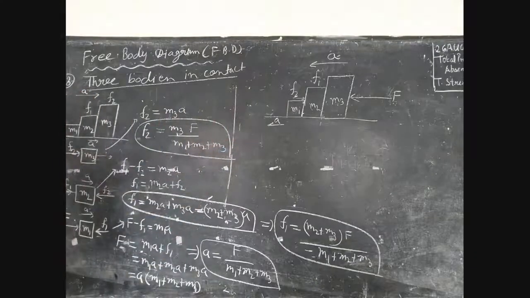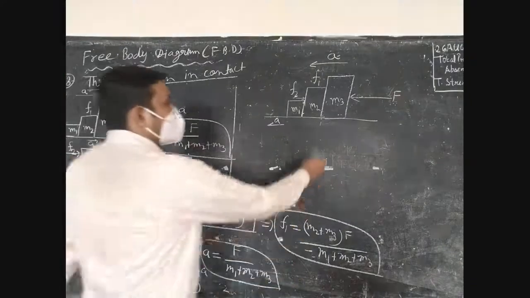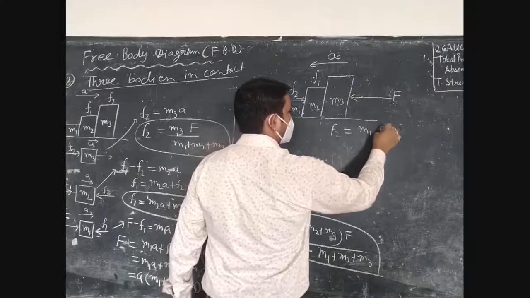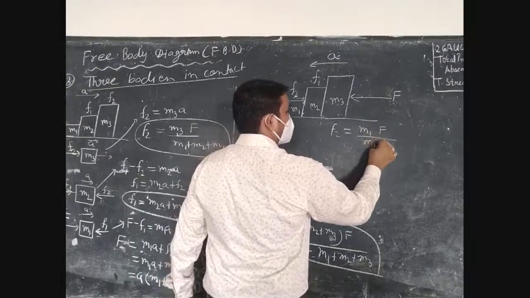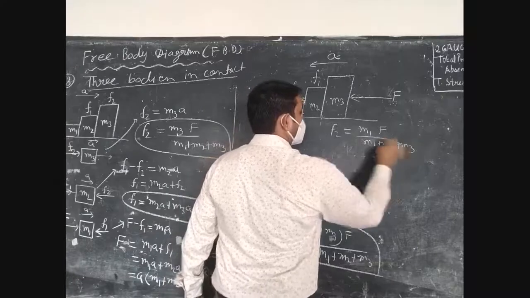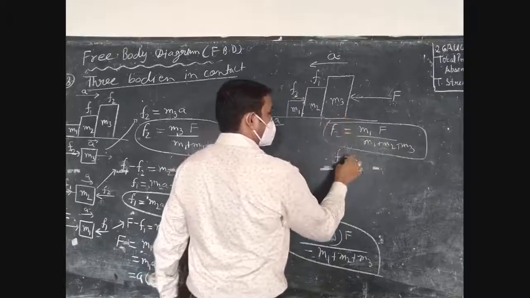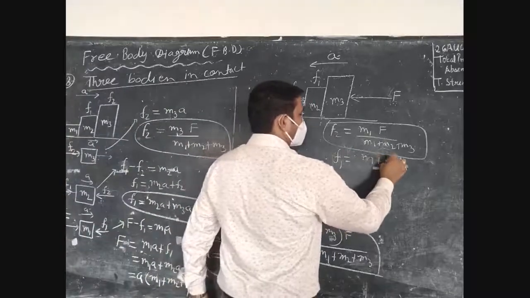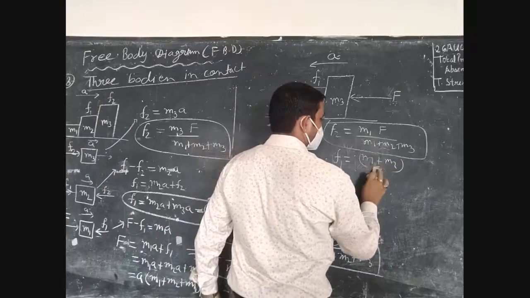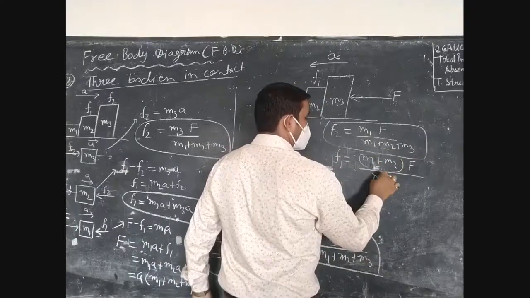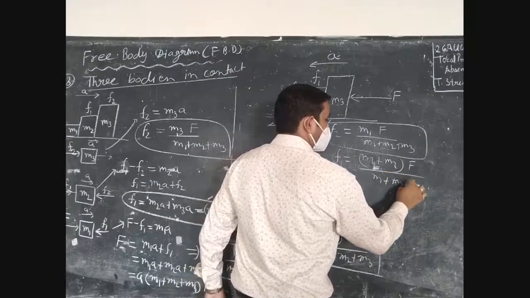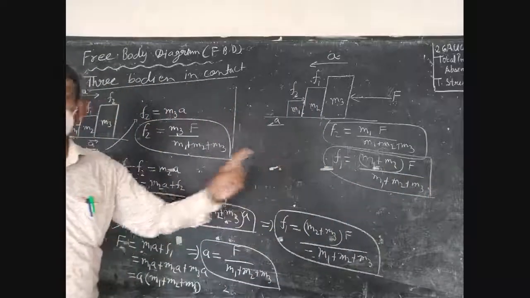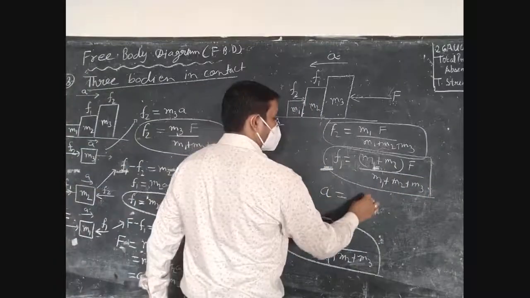Solve this on your own. Nothing difficult will come. You will get F2 as M3 F upon M1 M2 M3. When you calculate F1, then after this, M1 plus M2, F upon M1, M2, M3. This is F1, and the value of acceleration is F upon M1 plus M2 plus M3.